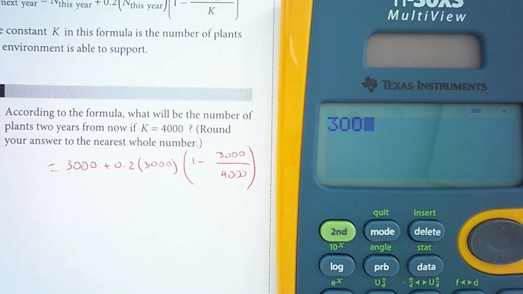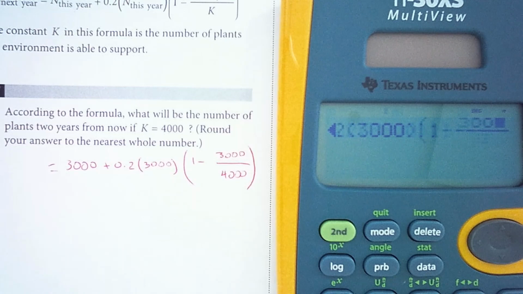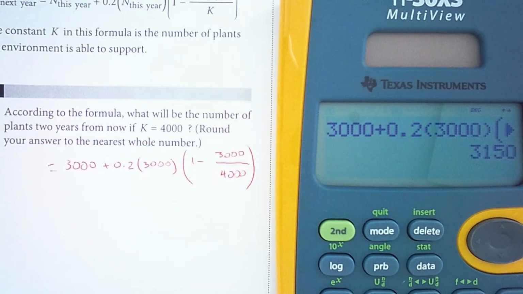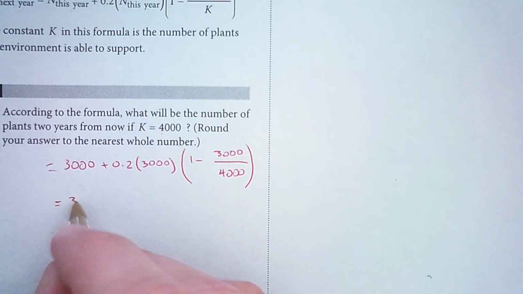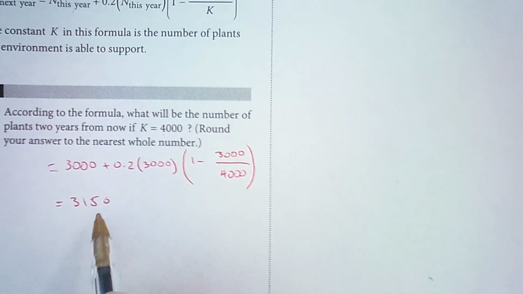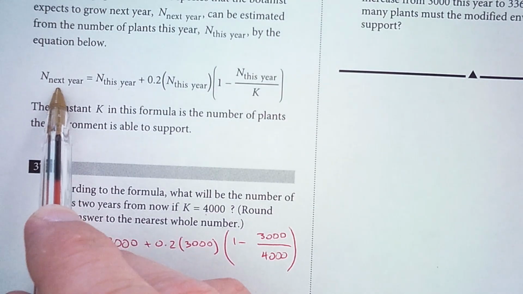So we have 3,000 plus 0.2 times 3,000 times 1 minus 3,000 over 4,000, which of course could just be simplified to 3 over 4. And that is 3,150. Okay, so that gives me 3,150, and it's tempting to stop right here, but this is N sub next year.